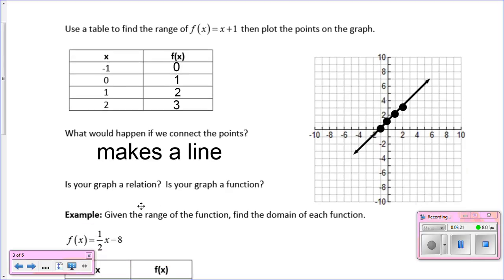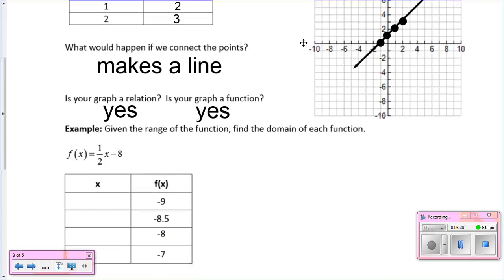And then it's asking, is your graph a relation? Well, it's a bunch of ordered pairs, so you bet it is. And is it a function? Well, if I drew my vertical line through it, I'm only going to hit 1 point for every vertical line. So yes, it is a function.